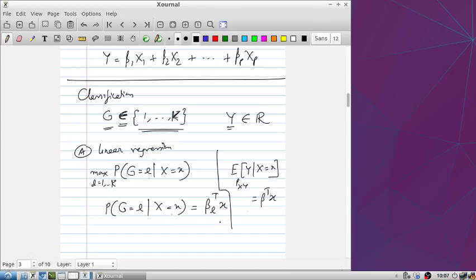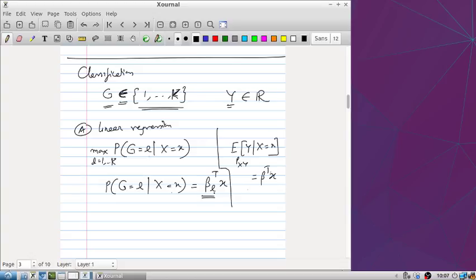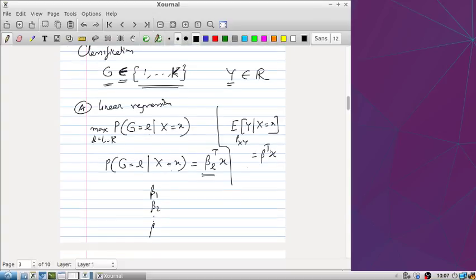That's the assumption that linear regression makes. So first of all, you see beta has a subscript l, which means I'm thinking of l such vectors: beta 1, beta 2, all the way to beta l. Let me put a bar below to say these are vectors.